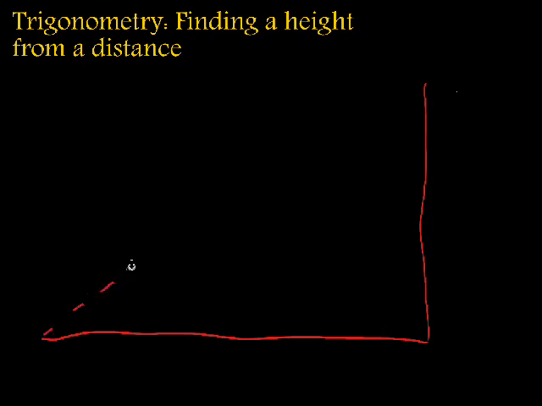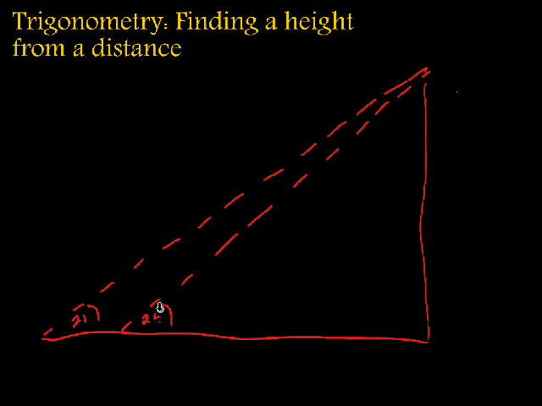We know that this angle here is 21 degrees. And this angle here, pointing at the same point at the top of the building, is 24 degrees. And the distance from this point to this point is 50. And the distance from this point to the base is x. This is y. So from this, what can we figure out?